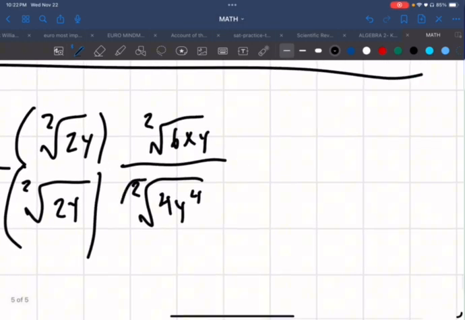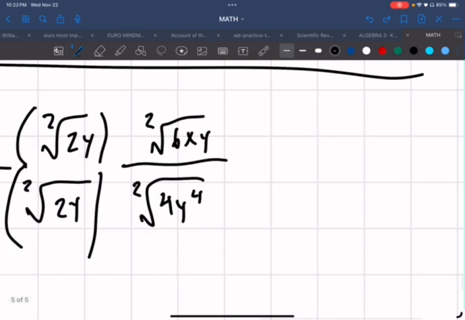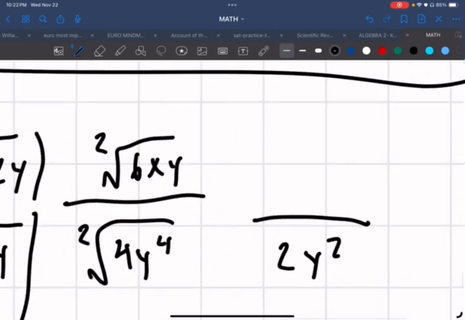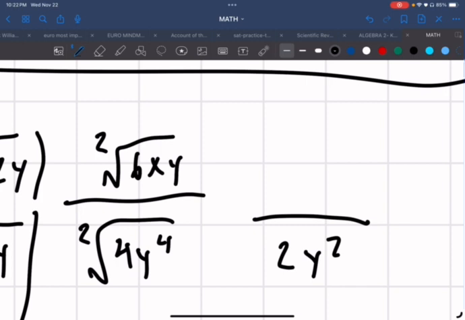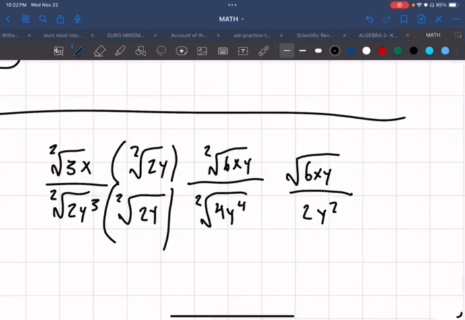Alright, so this we can simplify now, we can rationalize it. So the square root of 4 is 2, the square root of y to the 4th is y squared. And then we do the same to this. We can't do anything, sorry, so it's just this. I don't know if that's right because I haven't done this in a really long time. But I think that's what we can do. And of course we got it right.